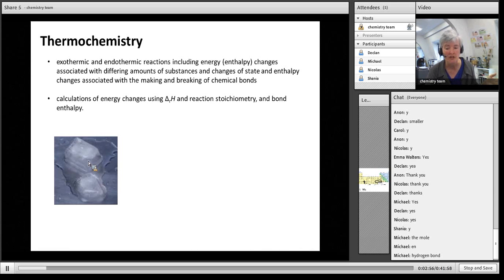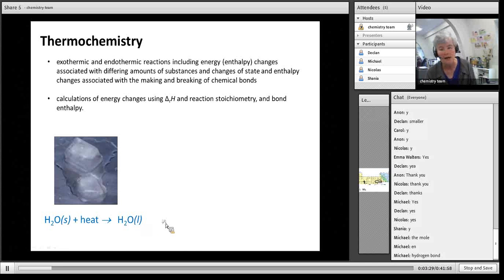So you need energy to break bonds. So that's why melting is an endothermic reaction, because we need to break not all, but a lot of the bonds holding the water molecules together. So when I say bonds, perhaps forces of attraction is better, so you don't think of covalent bonds. So the forces between the molecules have to get broken, and to do that we need heat to turn water into a liquid.